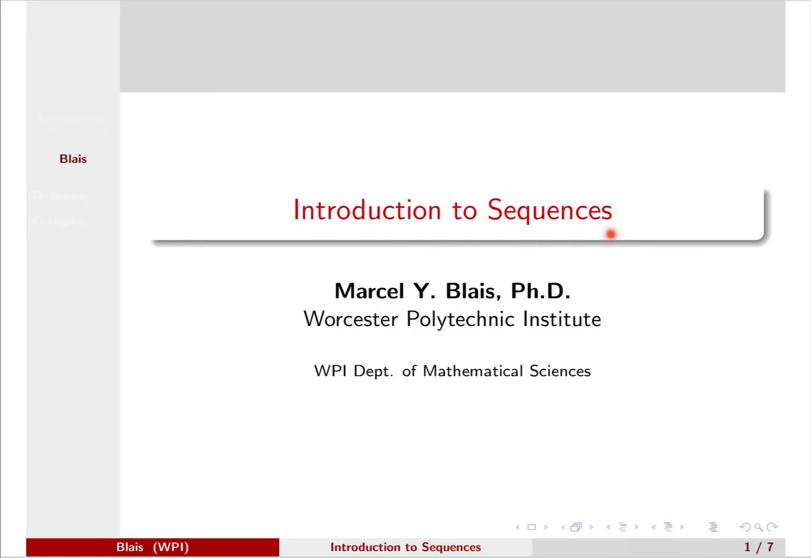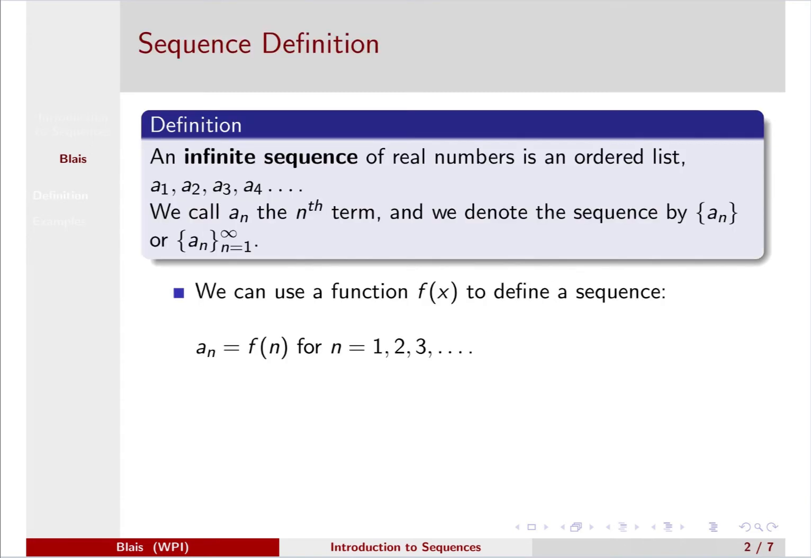In this lecture, we will be introducing the concept of a sequence. So we'll start with the definition. An infinite sequence, or just a sequence, of real numbers is an ordered list. And we write them a1, a2, a3, a4. The subscript tells you which term in the list we're looking at. We call a sub n the nth term.